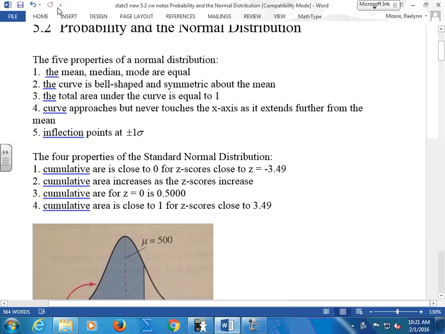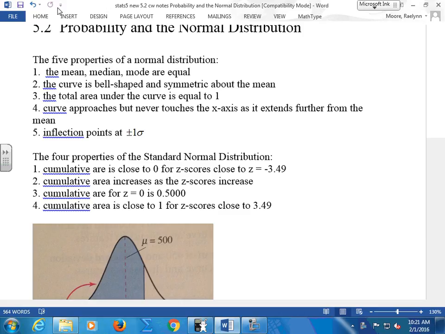Your normal curve is bell-shaped, and that's still down here. It's still going to be bell-shaped. It's still symmetric. Your mean, median, mode are in the middle. It still happens down here. Your area under the curve is 1. It still happens in your standard normal curve. And as your curve approaches the x-axis, it reaches further and further, but never touches.